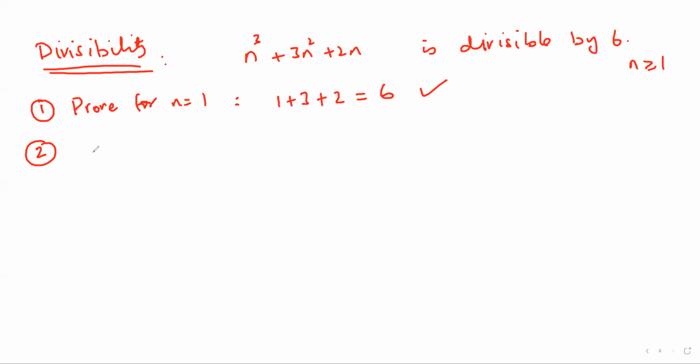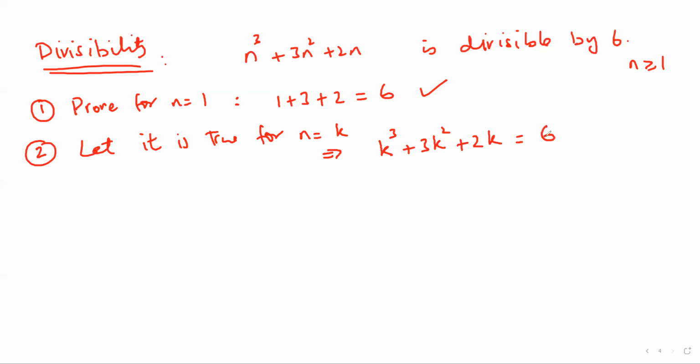Now, the second step: assume it is true for n equal to k. So this implies that k cubed plus 3k squared plus 2k, let me suppose this is 6x, 6 times x. That means it is a multiple of 6. You can keep 6a, 6b, whatever you want, but don't use n or k again here.